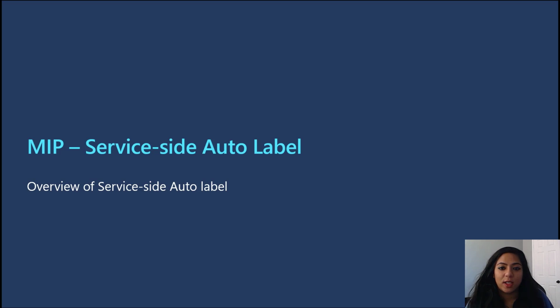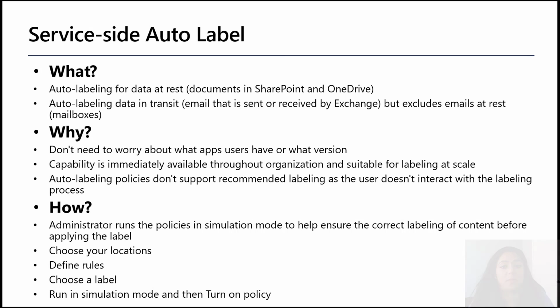So awesome. Let's go ahead and jump into talking about the MIP auto labeling feature. So this would be overall on the server side auto labeling. What exactly is the server side auto labeling? It's auto labeling for data at rest. So you have documents in SharePoint, you have documents in OneDrive, and then auto labeling for data in transit, so emails being received, emails being sent. What that doesn't include is the ability to walk through the data at rest in Exchange, so those mailboxes as well. So that's a brief overview of what it really is.